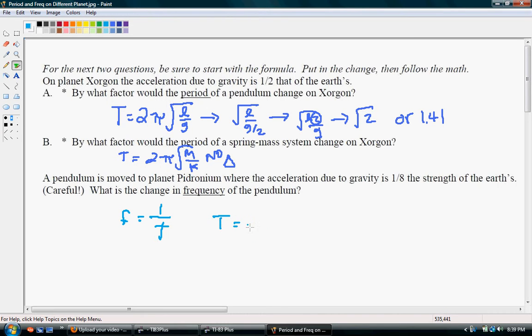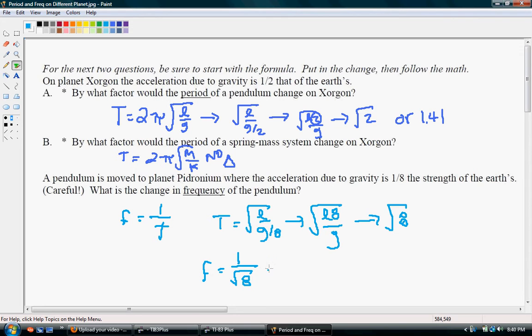So 2 pi, because that's a constant, we're going to leave that out. Length over acceleration due to gravity, but now it's 1/8, so gravity divided by 8, which we can rewrite as L times 8 over acceleration due to gravity. Now since these two things are basically staying the same, it's really the square root of 8. And that's how much the time period is going to be affected. Now the frequency is going to be affected by 1 over the square root of 8.